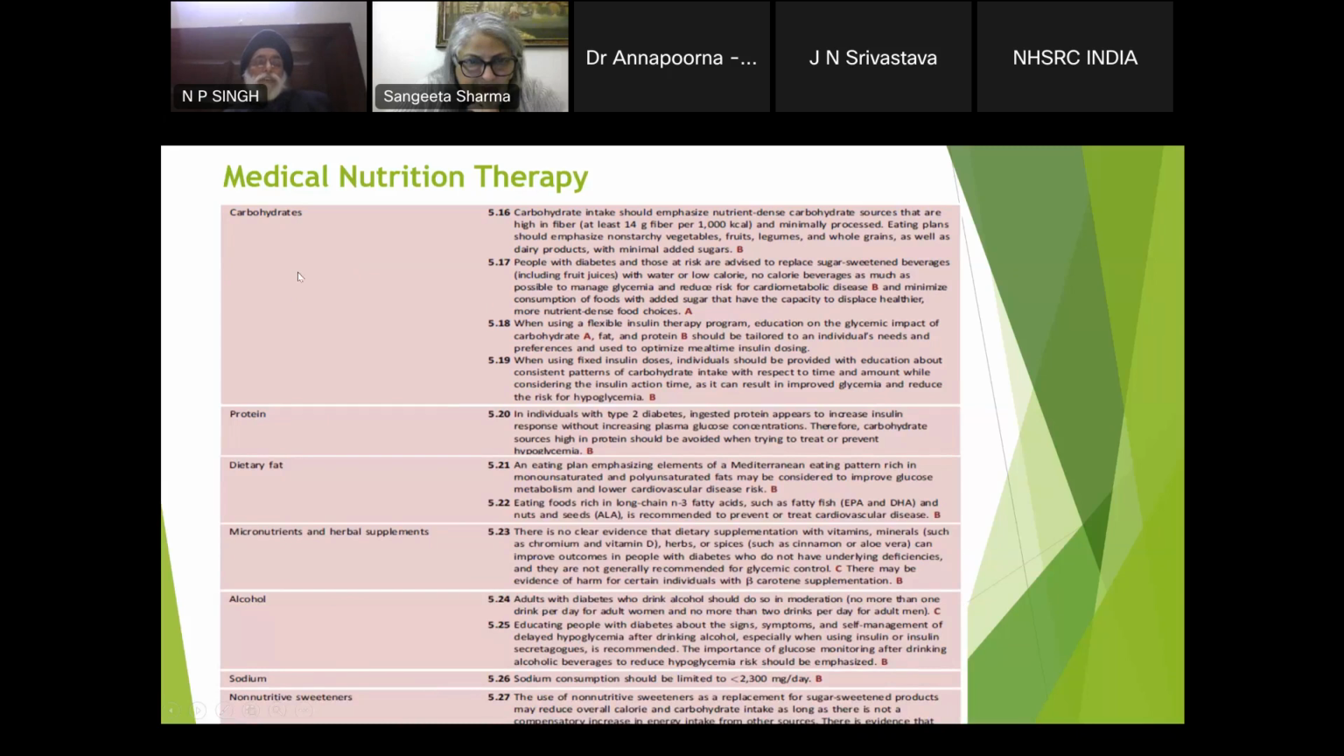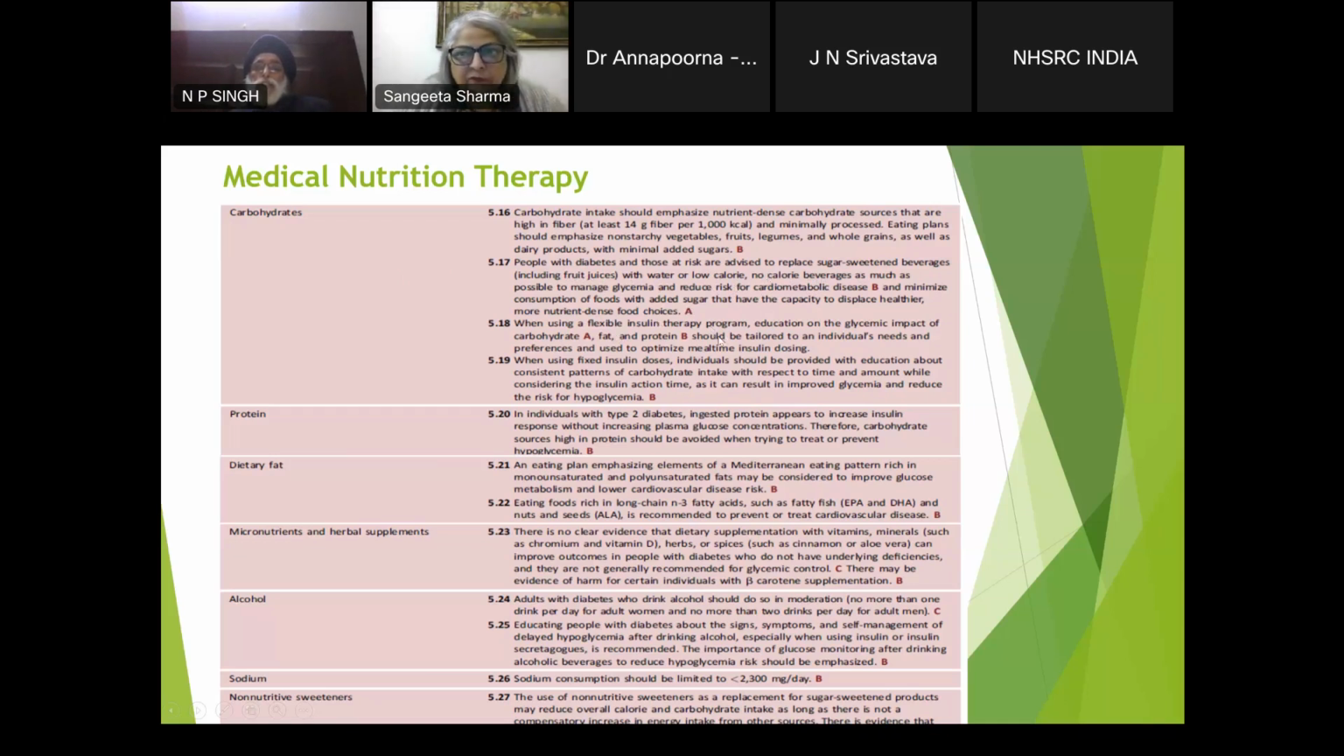But what is important is for us to understand when we say carbohydrate, we should emphasize nutrient-dense carbohydrate sources that are high in fibers. Something like non-starchy vegetables, fruits, legumes, whole grains. Nowadays, there's a need for us to take multigrain atta. Gone are the days when we used to eat that white atta. Now we always eat a brown atta. People with diabetes are advised to replace sugar-sweetened beverages with low-calorie, no-calorie beverages. So juices are out now, cold drinks are out. Nariyal pani is in now. So you drink a lot of nariyal pani nowadays.